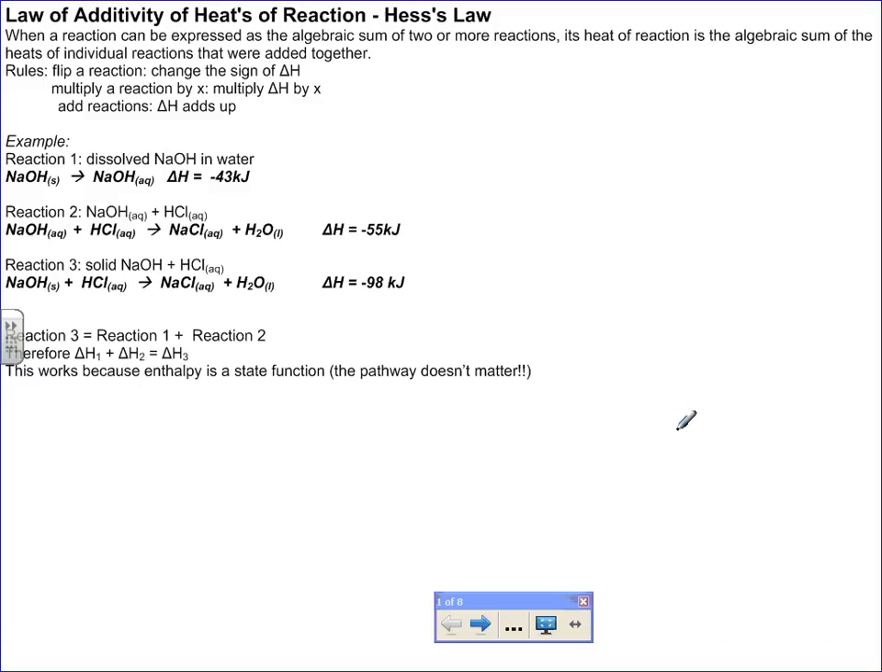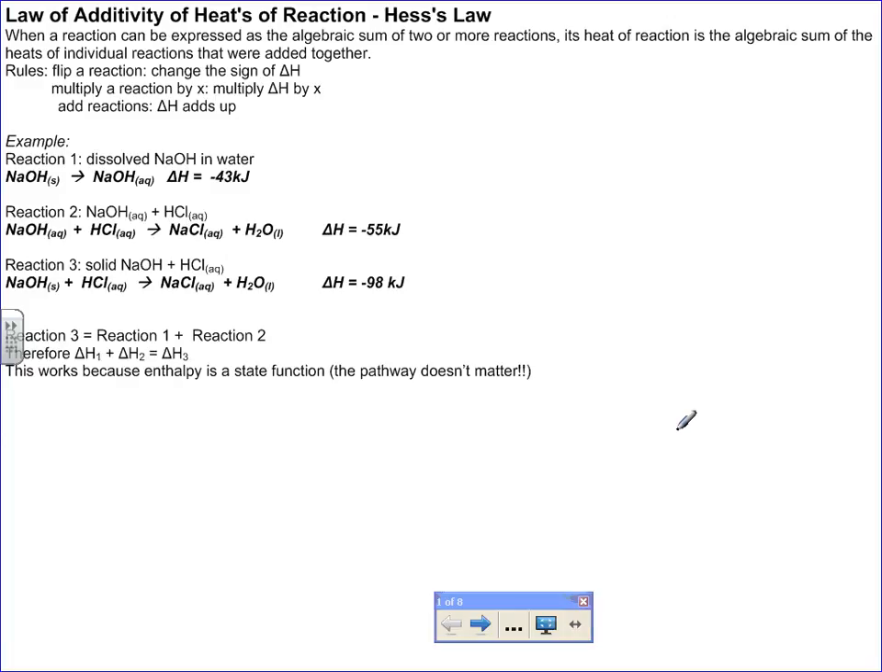So far in this unit, we've looked at how to calculate delta H in two ways. We've used bond energies and we've used calorimetry experiments in order to find the delta H for a given reaction. In this lesson, we're going to look at the final two ways of calculating delta H. We're going to use Hess's law and we're going to use heats of formation.